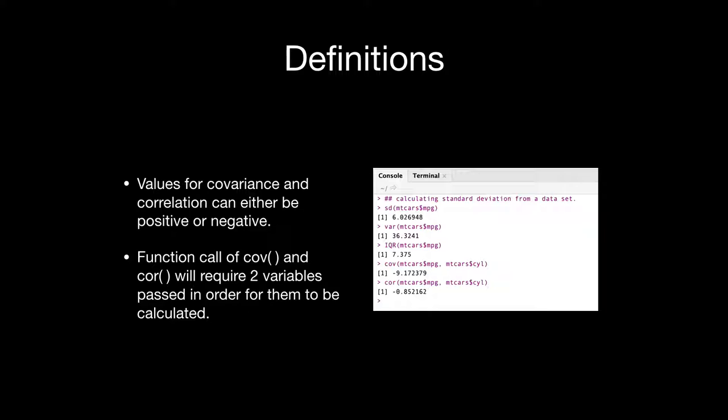Values for covariance and correlation can either be positive or negative. The function call for covariance and correlation will require two variables passed in order for them to be calculated. Remember, you're trying to calculate the covariance between two variables and the correlation between two variables. So you're going to have to pass two variables in order to get this calculation. Here on the right, we see the calculations being done with their correct functions and their results.